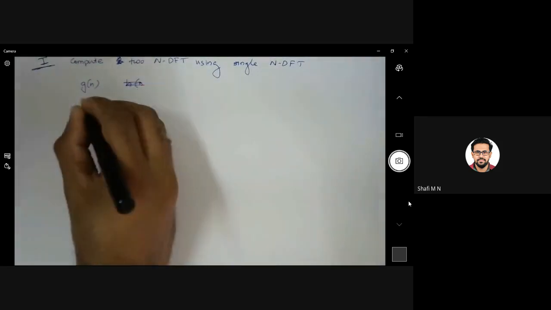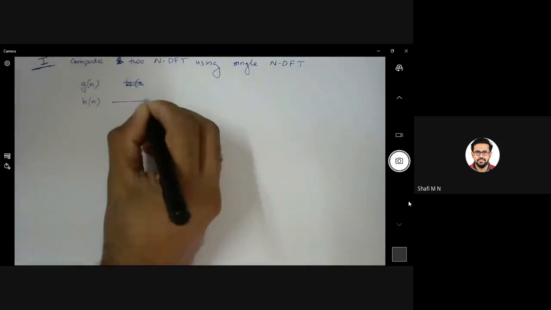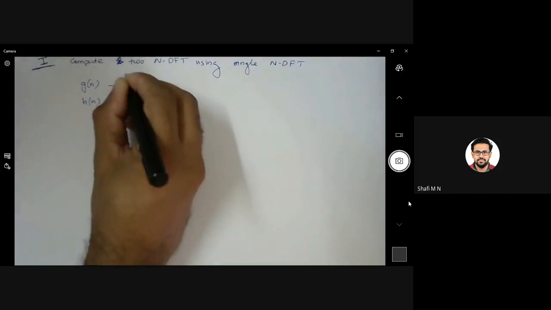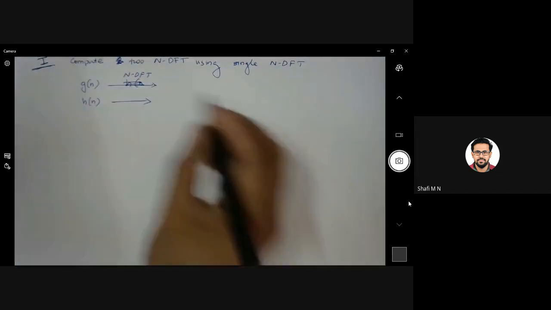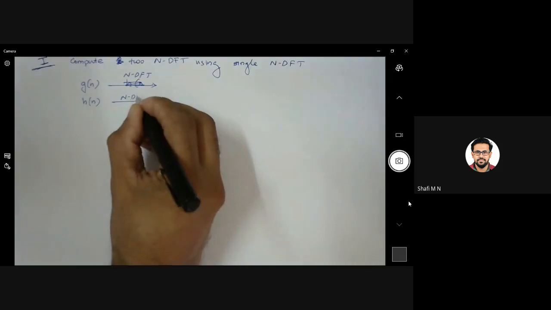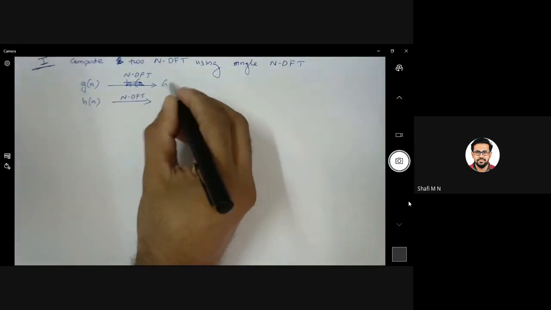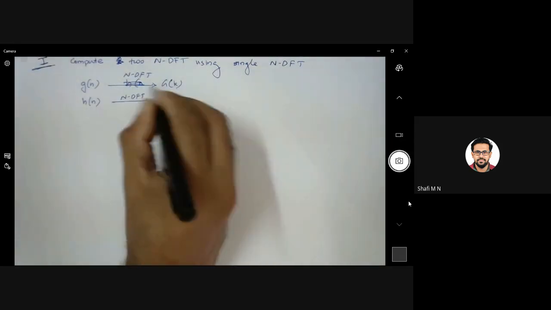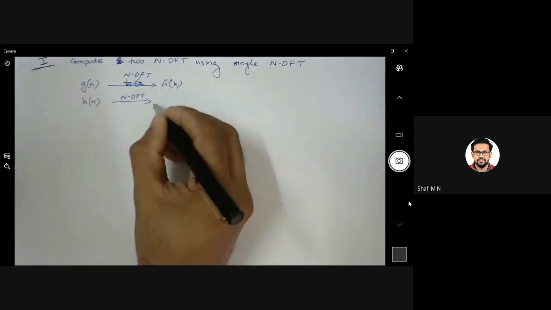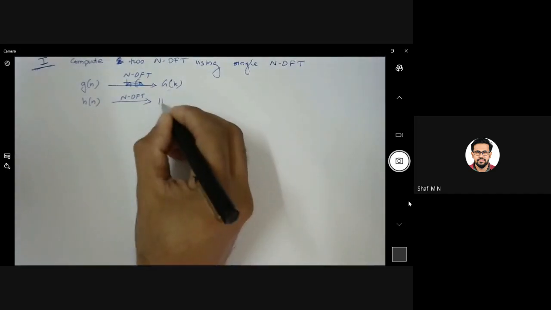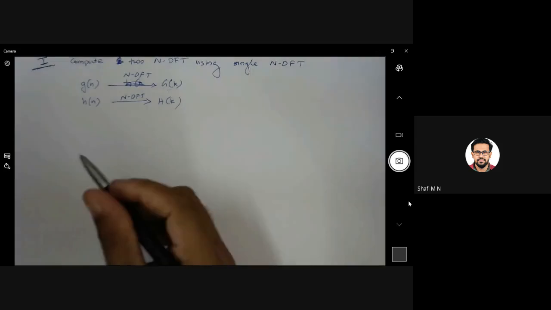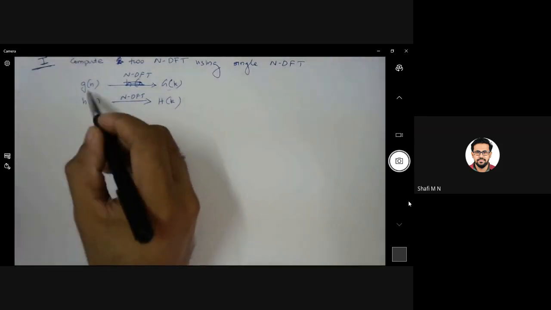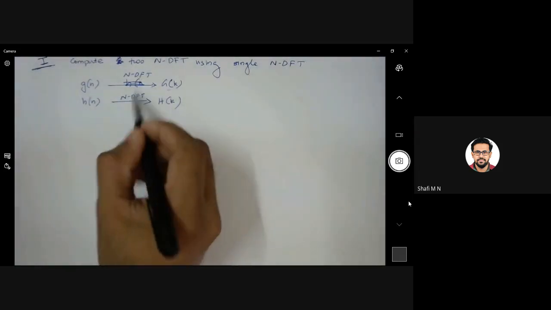So the thing is, you have to compute the N-point DFT of G of n and H of n. That is the question. So you have two sequences. You have to compute the N-point DFT. Let it be G of k is your first answer, and for the second sequence, let the DFT be H of k. So there is nothing special in this thing, right? You can compute definitely N-point DFTs.